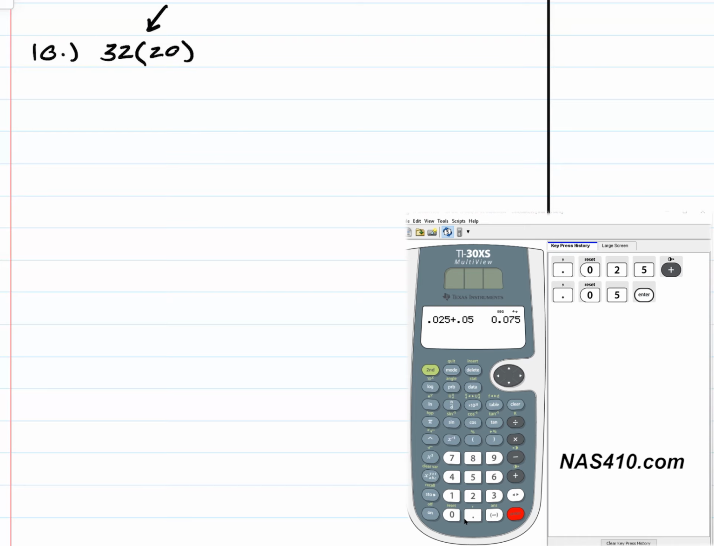Okay, number 10, I have 32 times 20. Again, just straight up multiplication. I just wanted to make sure that you understood the concept of implied multiplication. And so I do 32 times 20, and if you want, you could even stick that into your calculator, and you get 640.